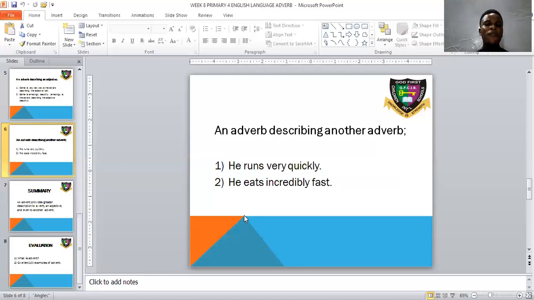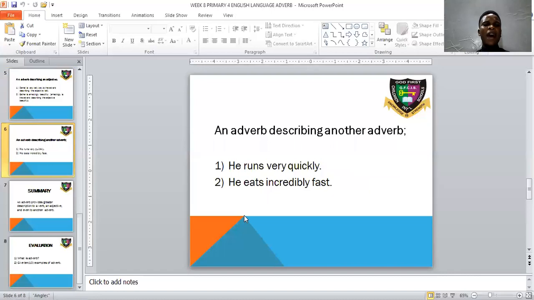This is the third form of our definition. Don't forget that our definition says an adverb is a word that describes a verb. That's the first one. We've done that. The second one says that an adverb is a word that describes a what? An adjective. We've done that likewise. That's the second one. And last but not least, he said an adverb can likewise describe another adverb. That is, an adverb describes another adverb.